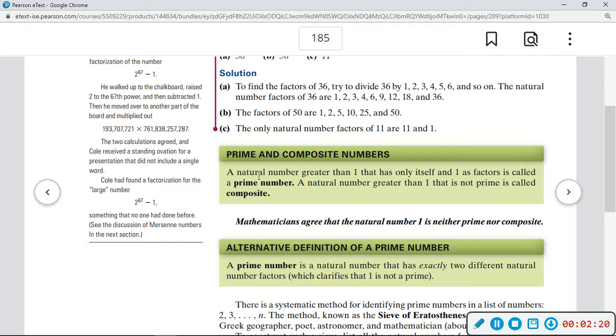Prime number is a natural number that's greater than 1 that is not composite, but more so is greater than 1 and it only has 1 and itself as factors. So the only way you can get that number is 1 times itself, and nothing else will multiply to give you that number. That's what we call prime. And then a number that is greater than 1 that's not prime is called composite. So that's both the prime and composite definitions.